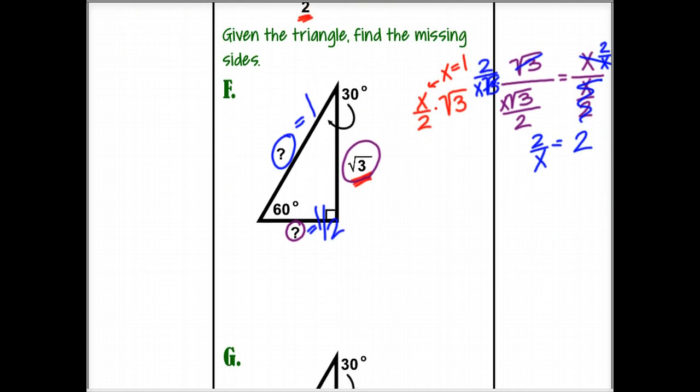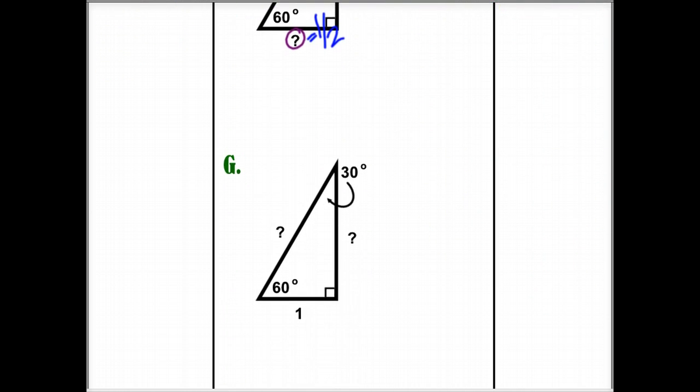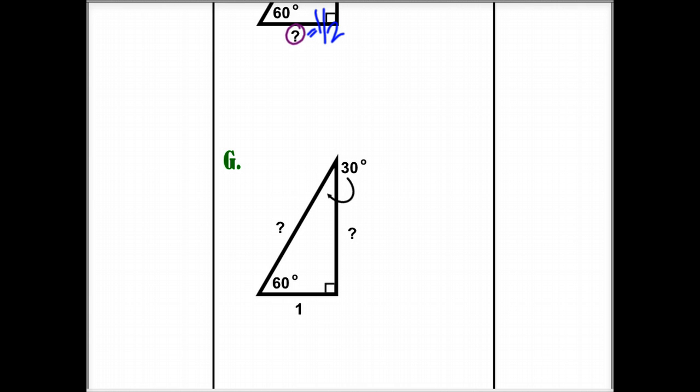Looking at a second example, we have here this, remember, I'm going to write them in red. This is x square root of 3 over 2. This is x over 2, and this is x. Now remember, this short leg is half of this hypotenuse.